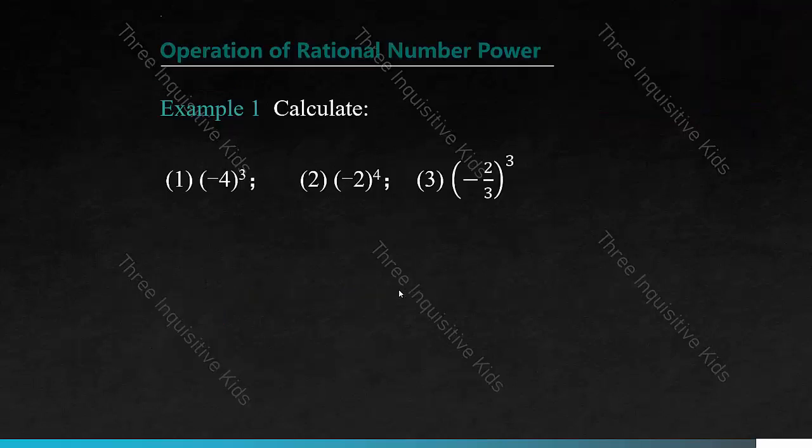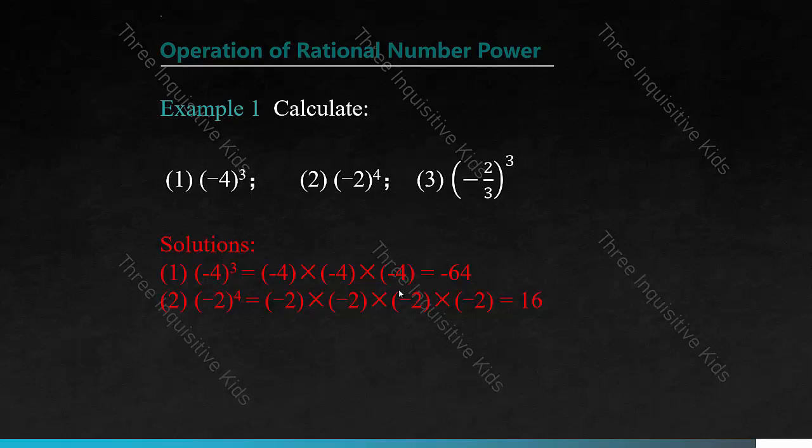Example 1. Calculate. For the first expression, we simplify it down to -64. The second expression is +16, and the third expression is (-2/3)^3 being multiplied together, which is negative 8 over 27.